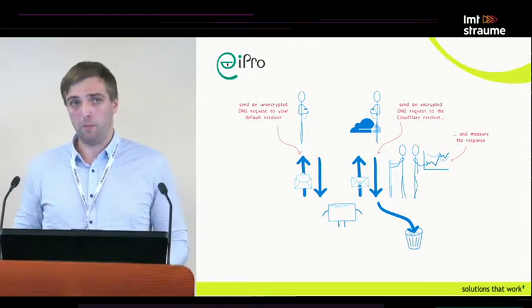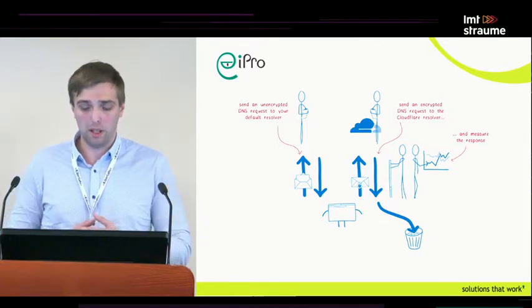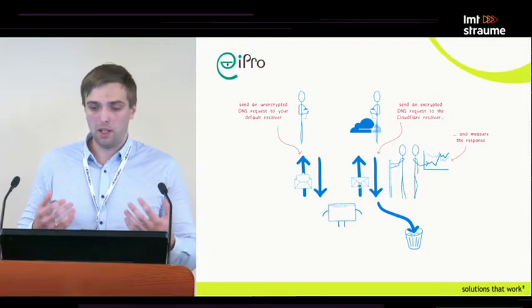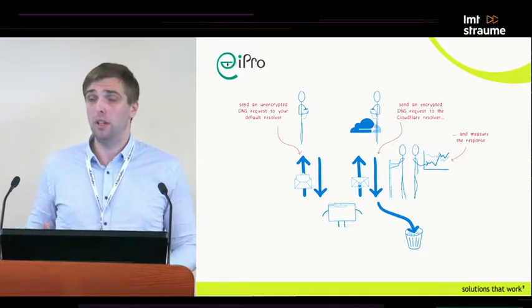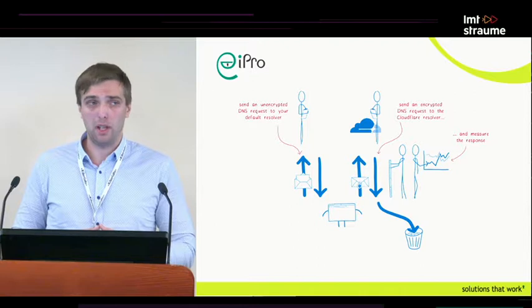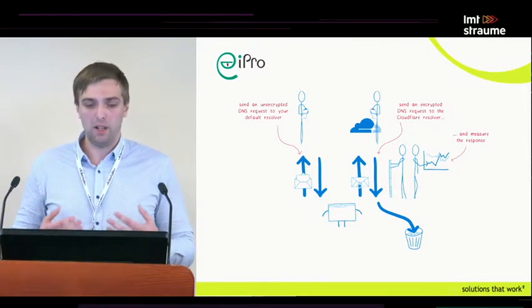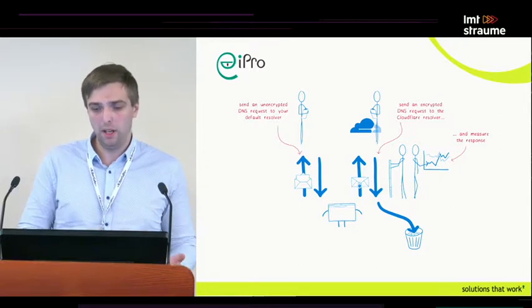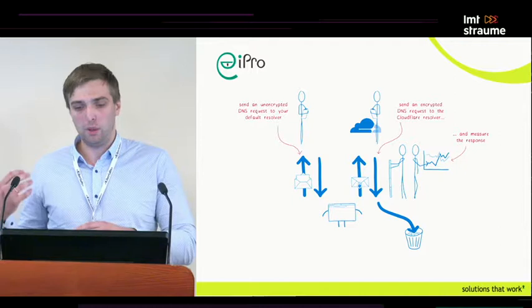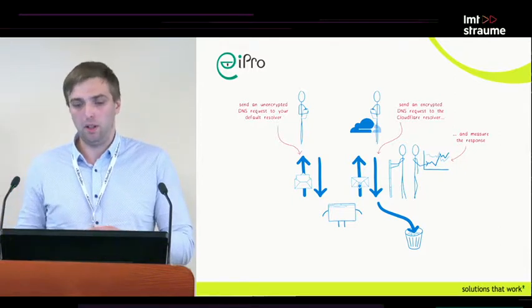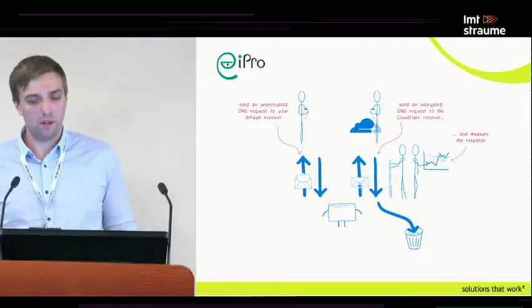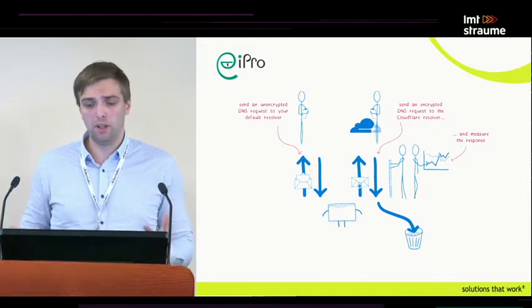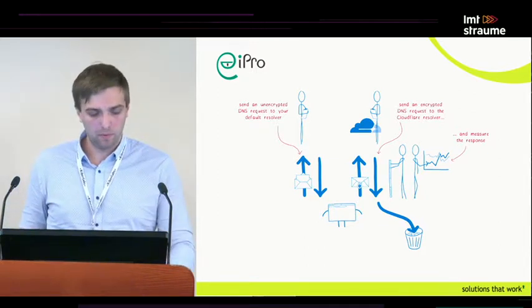But what about performance? We need performance as well, obviously. So what Mozilla did is introduce this project in their Firefox nightly build. The idea was that they send an unencrypted DNS request to the default resolver that you have configured, and on the other side, they send an encrypted request to the Cloudflare resolver, and they measure the response.